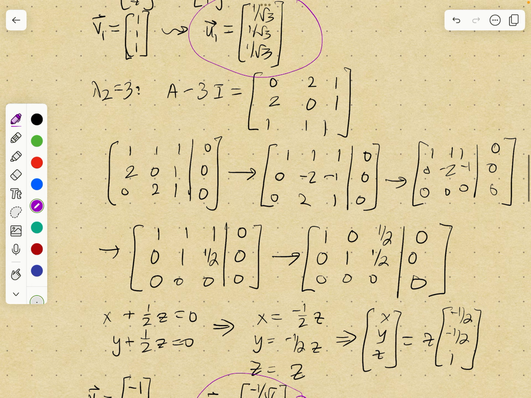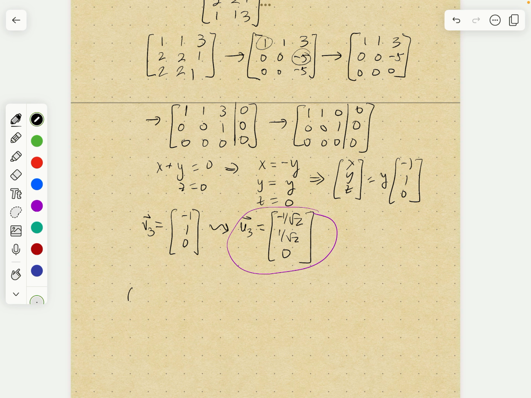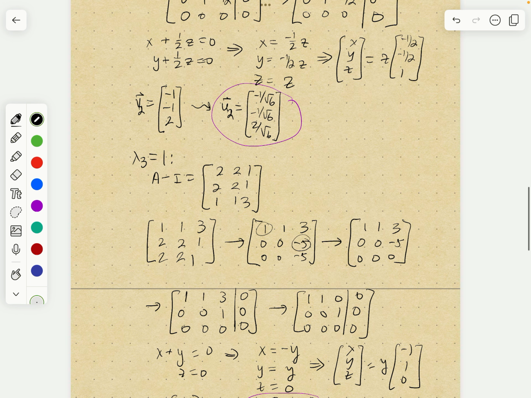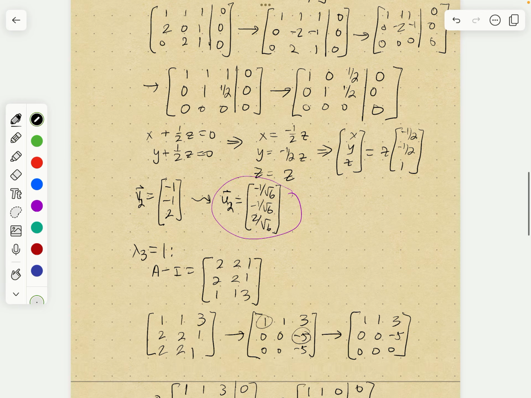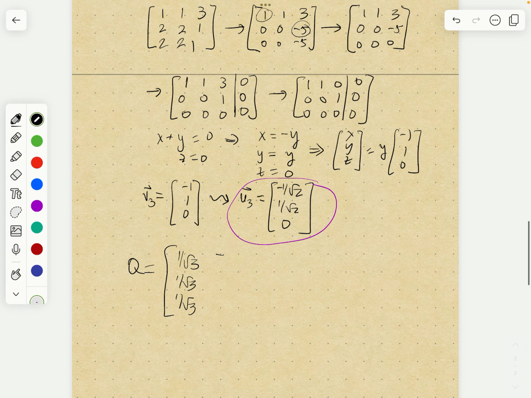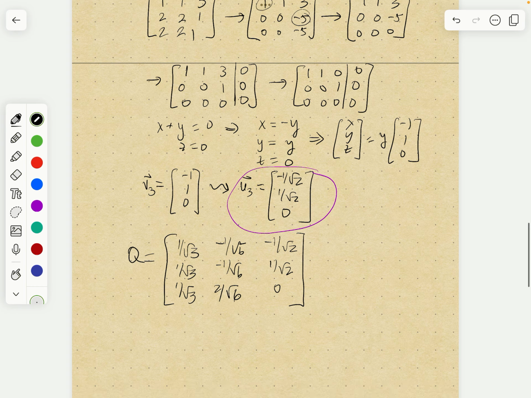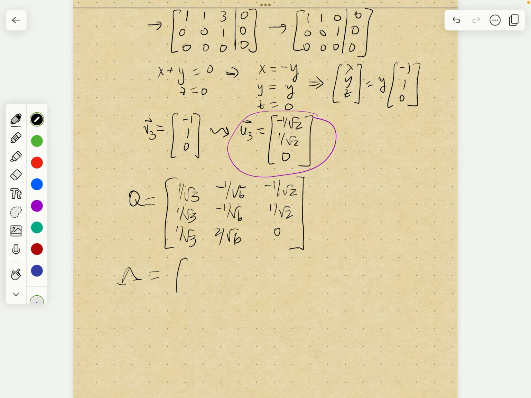and I make those the columns of Q. So now Q is going to be, okay, what was u1 again? Okay, 1 over root 3, 1 over root 3, 1 over root 3. u2 is negative 1 over root 6, negative 1 over root 6, 2 over root 6. And then u3 is negative 1 over root 2, 1 over root 2, 0. So that's my Q, and then my lambda is the matrix with the corresponding eigenvalues, 6, 3, 1.